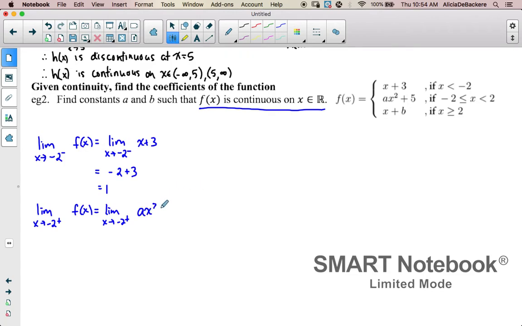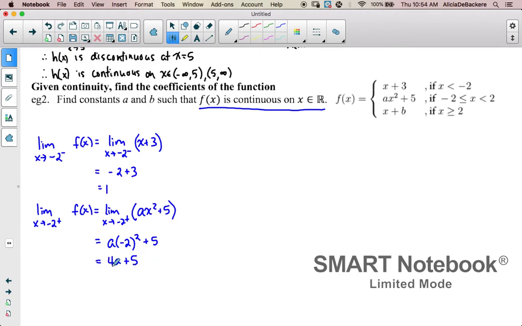Oh, and I made a mistake up in the first part. Hopefully you saw, I forgot my brackets here. I need brackets here as well. All right, so now again, I've got a polynomial, so I can use direct substitution. Don't forget, when you substitute in a negative, the brackets are necessary. I am squaring the negative, so it turns into +4.